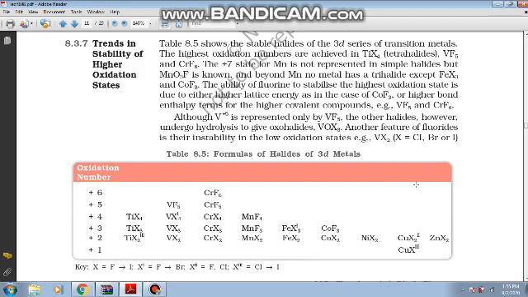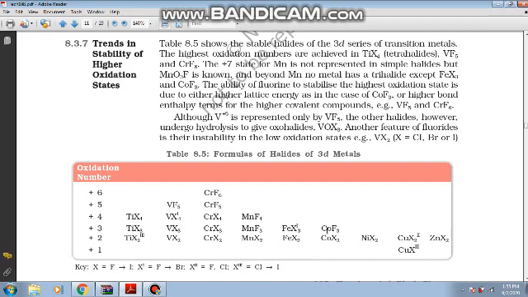Like to say, in the 3d series, we can see that manganese is the only element which can extend its oxidation state till plus 7 also. And here you see titanium plus 4, plus 3, plus 2, and vanadium plus 5, plus 4, plus 3, plus 2, and so is chromium, having the largest number of oxidation states. It shows all oxidation states ranging from plus 2 to plus 6.